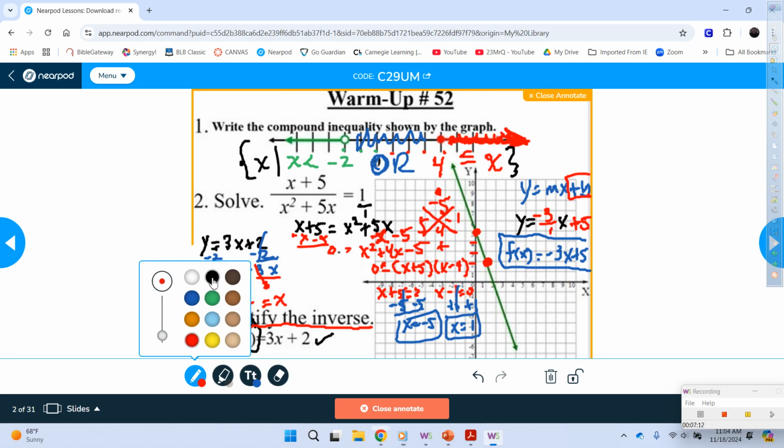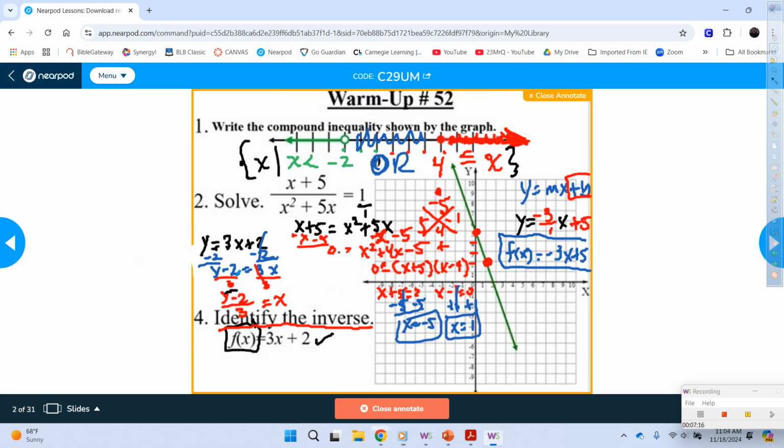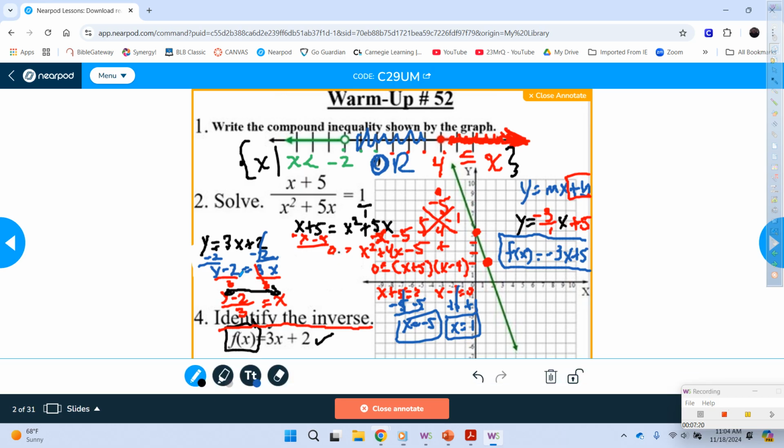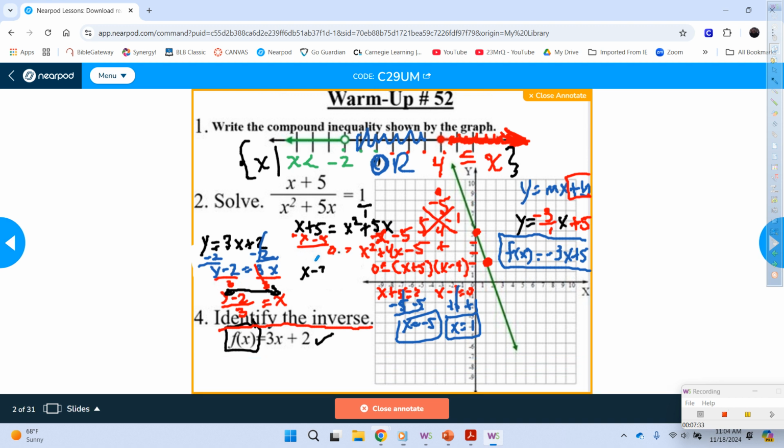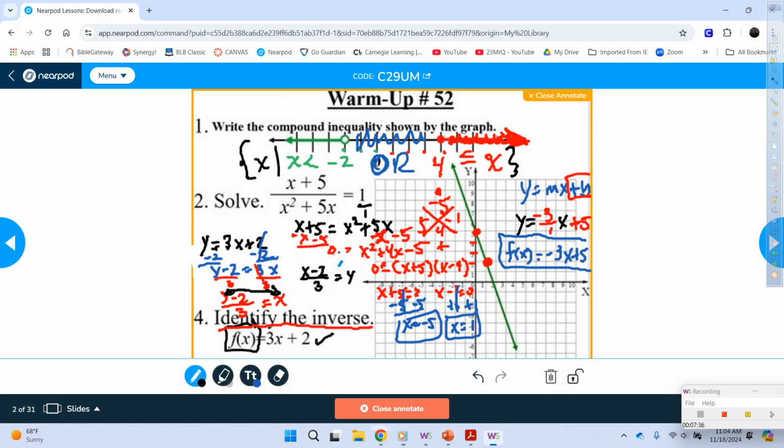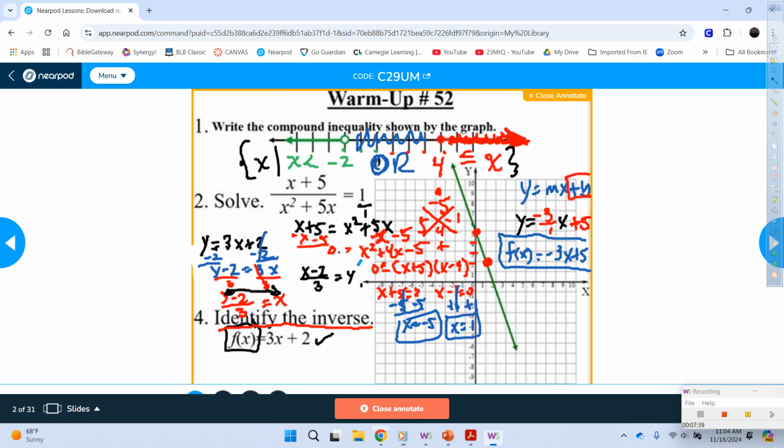However, here goes what makes it the inverse. Look up to your screen. I'm going to switch these 2 variables. Is everybody looking to your screen? Yes? All right. So that means instead of y minus 2, what do I write? X minus 2 over 3 equals y. This is what we call the inverse.